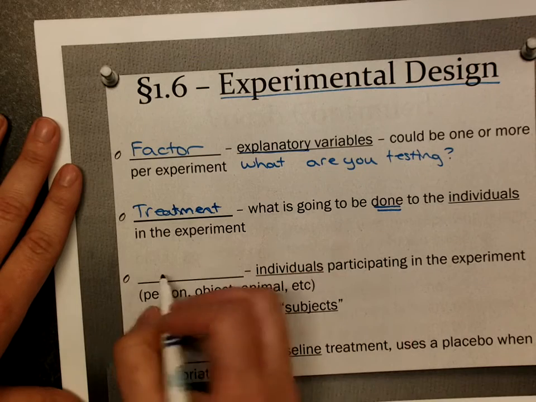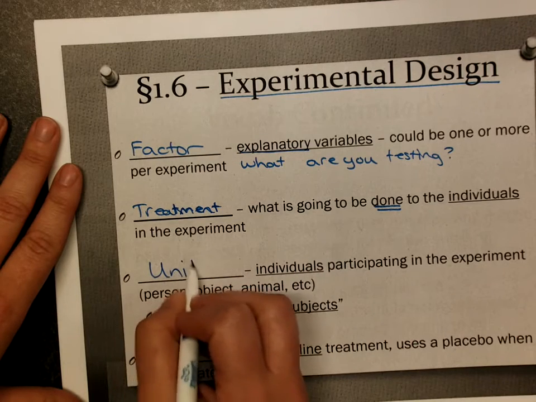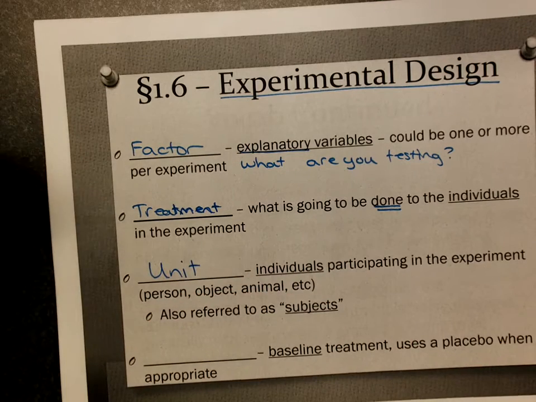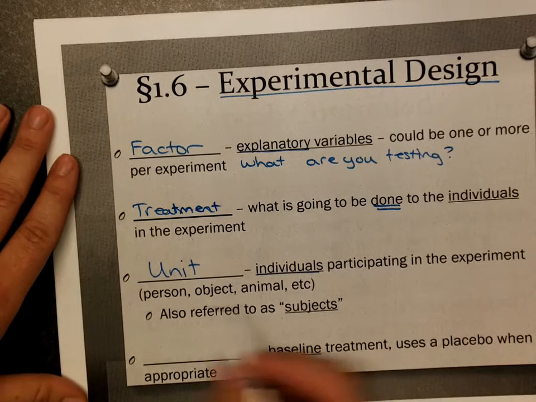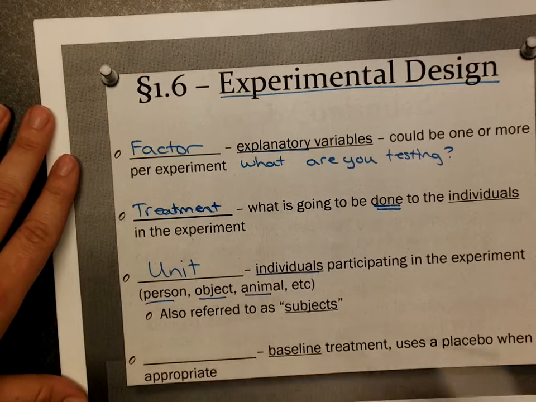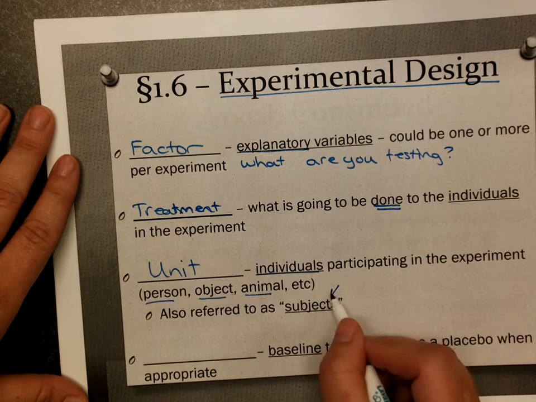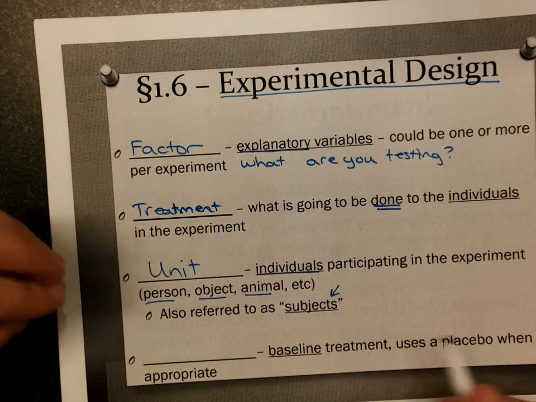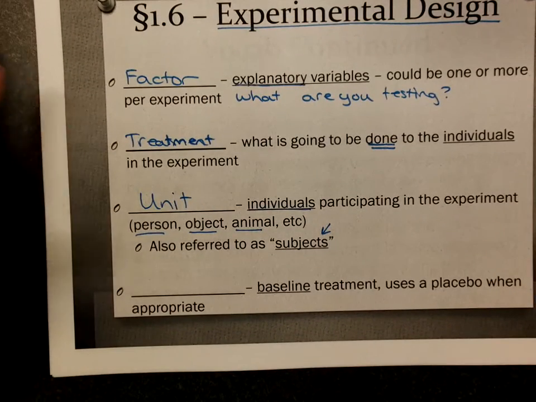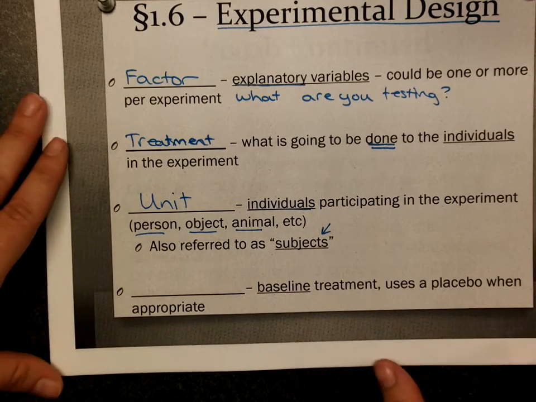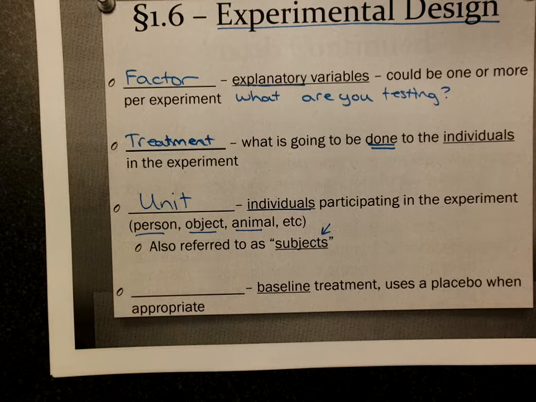And the treatment is being done on what they call an experimental unit, which are the individuals participating in the experiment. Could be a person, an object, an animal. These are also referred to as the subjects. So the units are the subjects of your experiment. Victims, maybe, is a word, depending on the type of experiment being done.